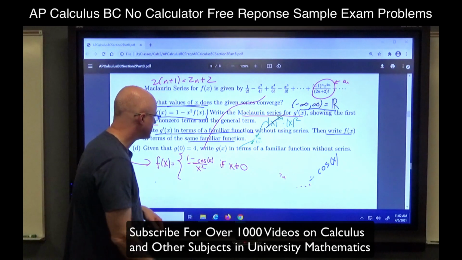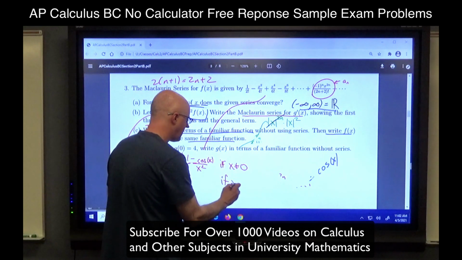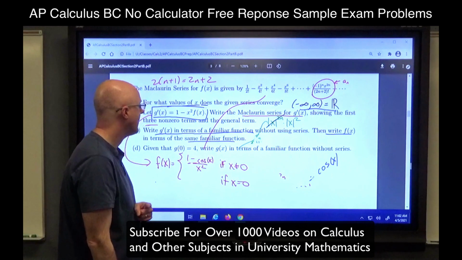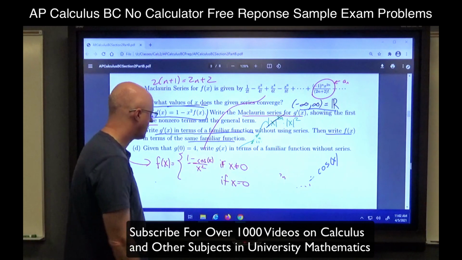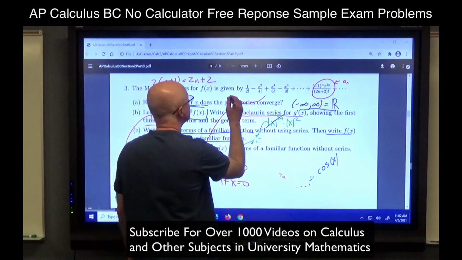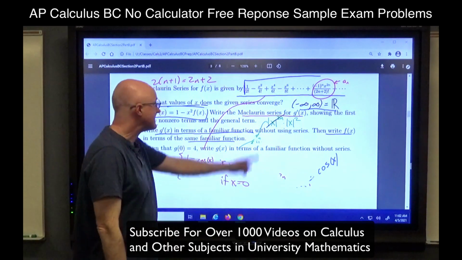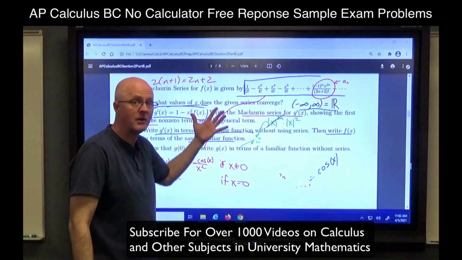But is it defined at x equals 0? It is. And for full credit, you need to know this. How do you know, and what does it equal? Go back to the original series. That's the f of x. That is defined at x equals 0. It's 1 over 2 factorial, 1/2.